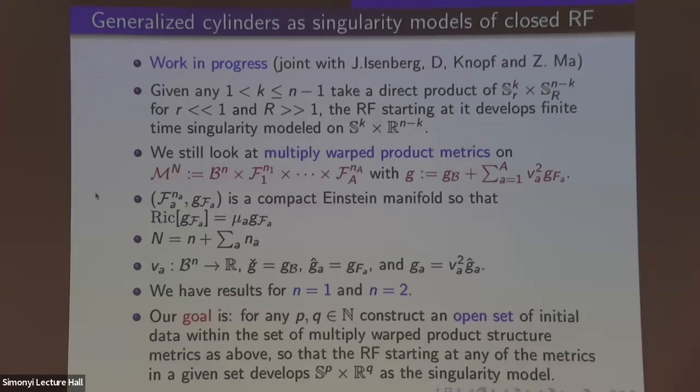We cannot do quite that, but we can go to these multiple warped product metrics. Here I just remind you on this slide what they are. B is the base, and F1 up to Fa are the fibers. Each Fi is Einstein with Einstein constant mu_a. Big N is the dimension of your manifold, and the v_a are the warping functions. The results that I will state are for n equal to 1 and n equal to 2. And we are still working.